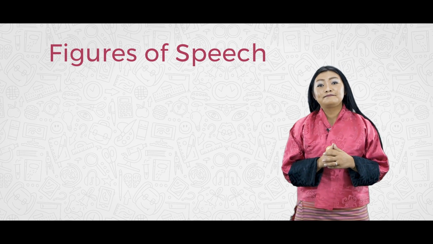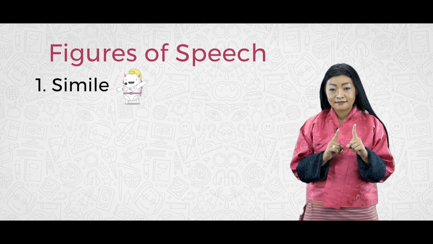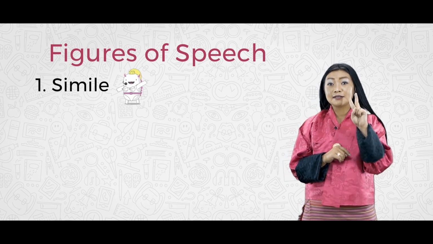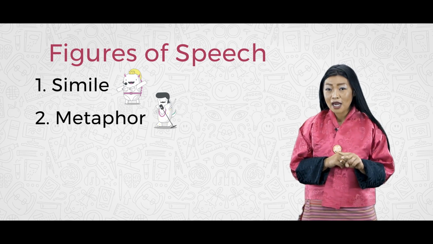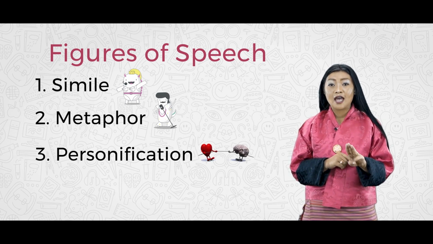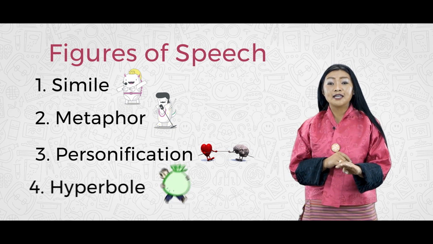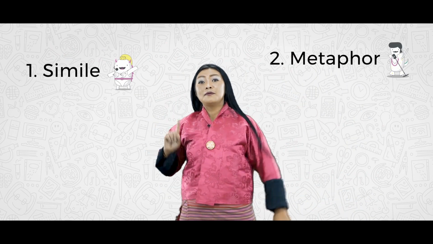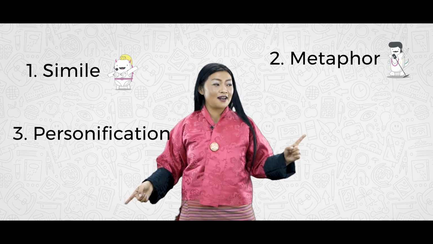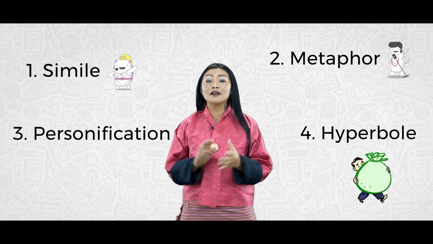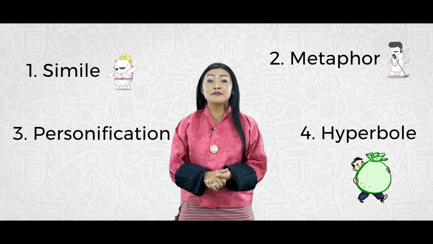Number 1 is simile. Number 2, it's metaphor. Number 3 is personification. And number 4, it is hyperbole. So simile here, metaphor here, personification here, and hyperbole. So these 4 are our 4 kinds of figures of speech for now. Alright, now let us go one by one.